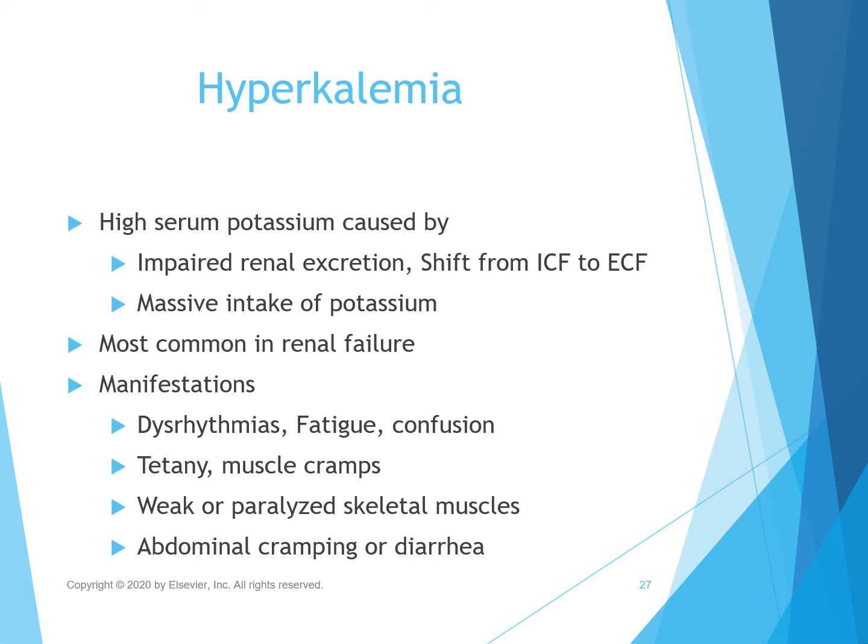You could also have some muscle cramps, but if you look at the third bullet here under the manifestations, it's weak or paralyzed skeletal muscles. This is very, very important. You are going to have to assess muscle weakness in these patients. So if you had to identify two manifestations that you're worried about or that you were going to link to a potassium level, it would be dysrhythmias and the muscle strength. Patients could also experience some abdominal cramping or diarrhea that have a high potassium level.